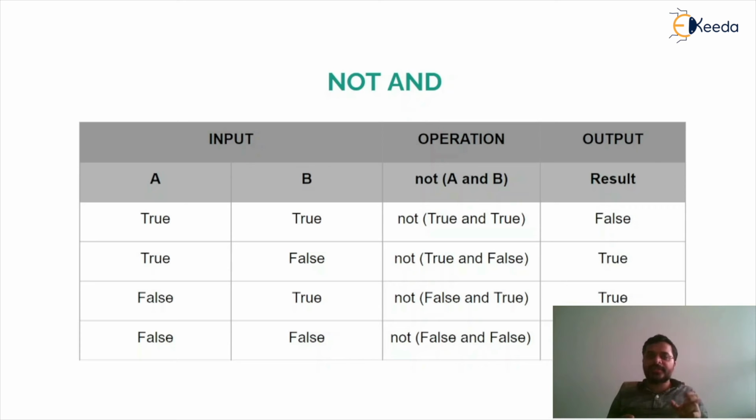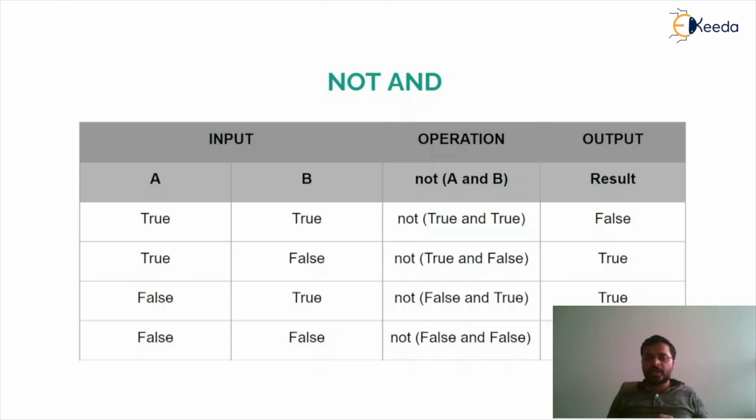Now let's see the next truth table, which is about not and. So basically we have seen the and, or, and not operators individually. Now here we will use them together. So when we have not of and, the same truth table can be said to have an operation of not of A and B. So where we have 4 combinations, not of true and true will give an output as false. Not of true and false will give output as true. Not of false and true will give true, and not of false and false will give true.